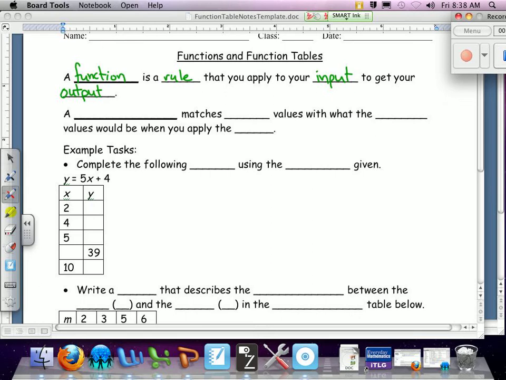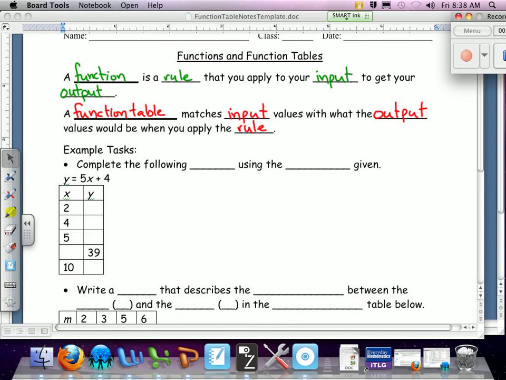A function table matches the input values with what the output values would be when you apply the rule. So sometimes the input-output table will be consecutive numbers. And so sometimes you can look at the output and see that, oh, every time it went up by 3 or something like that, when the input went up every time by 1. Other times they jump around a bit.